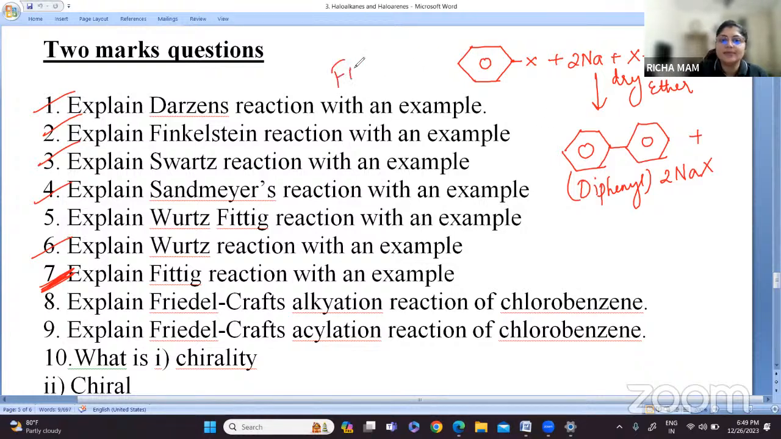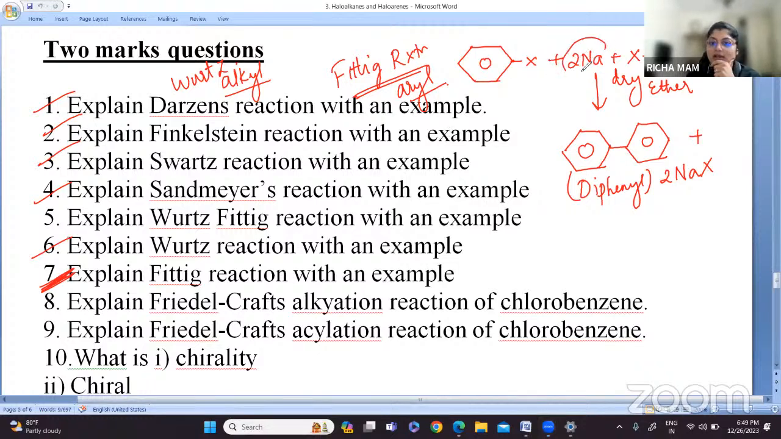Fittig reaction. I'm talking about Fittig reaction. So remember that in Wurtz reaction, we are taking alkyl halides, two molecules of alkyl halide. In Fittig reaction, we are taking aryl halides. So here, in Fittig reaction, aryl halides react with sodium metal in the presence of dry ether to give you diphenyl.